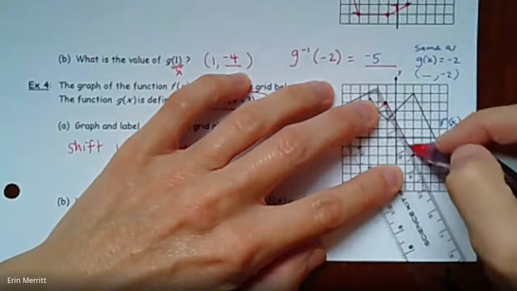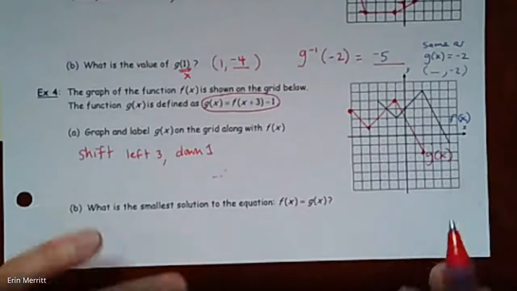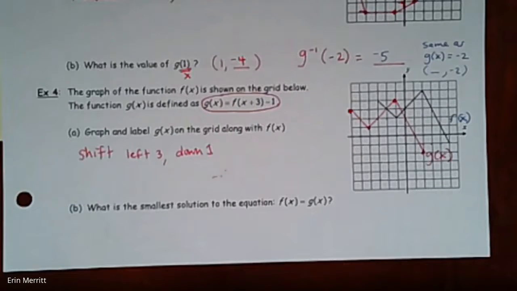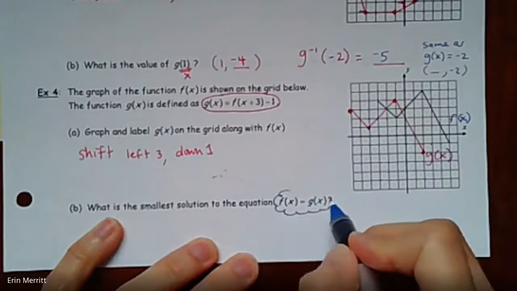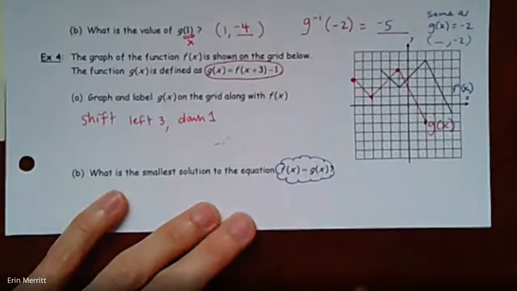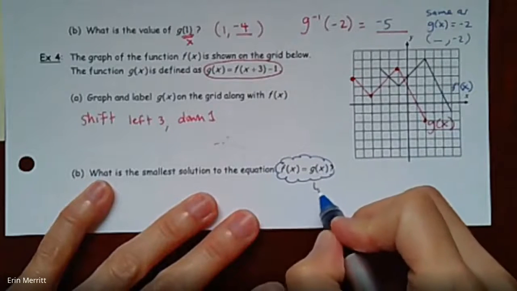All right. And then that is our g of x. Okay. When it says, what is the smallest solution to where f of x equals g of x? All right. If I want to know where they're equal, that is simply where they're intersecting, where they have the same y value.